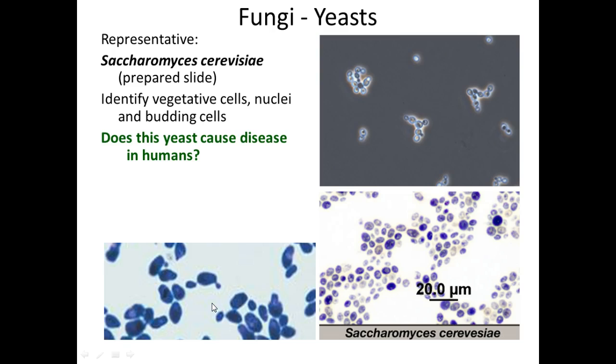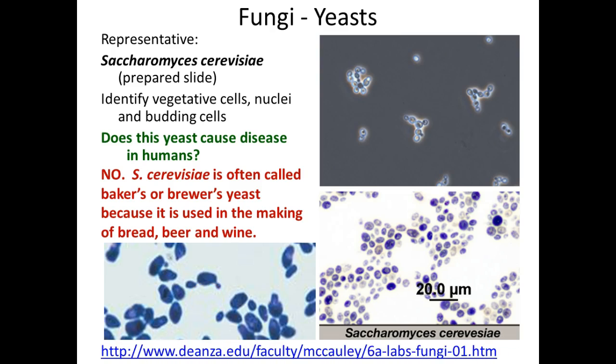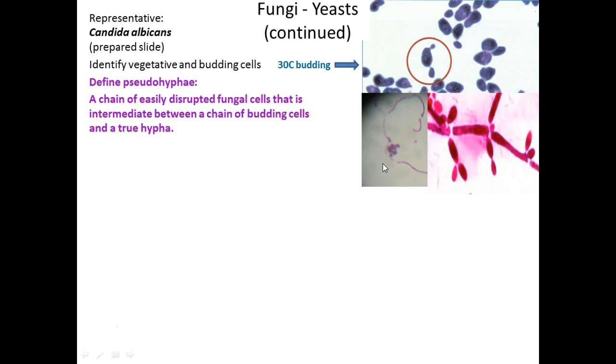Does this yeast cause disease in humans? Saccharomyces? No, we like this one because what does it help us make? Bread, beer, wine, cheese, right? The good stuff. Baker's or brewer's yeast is this yeast, Saccharomyces. Unlike Candida albicans, under different environmental conditions you'll see mostly the yeast form with the budding, but at body temperature, at 37, it'll form those pseudohyphae.